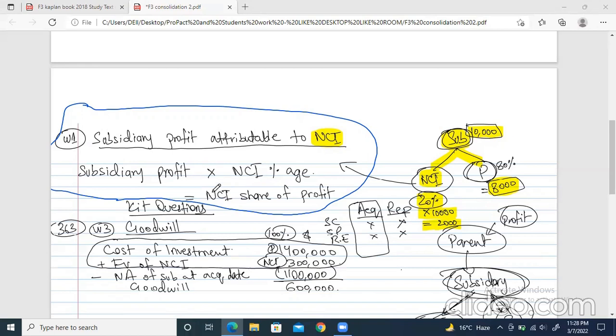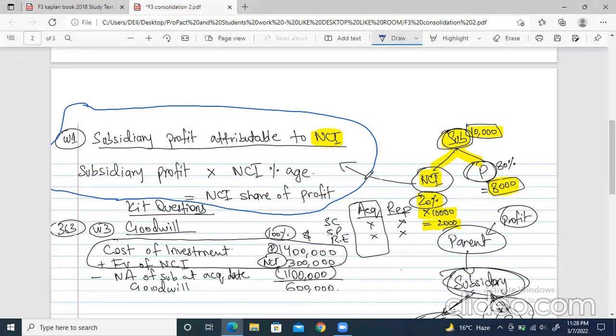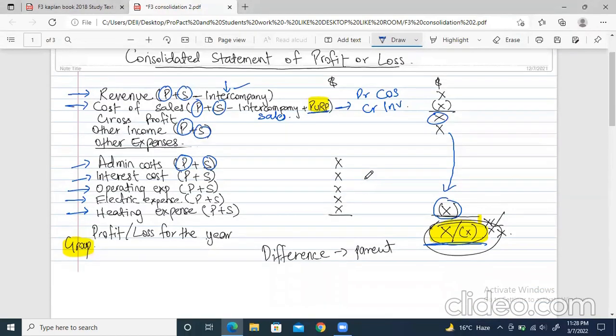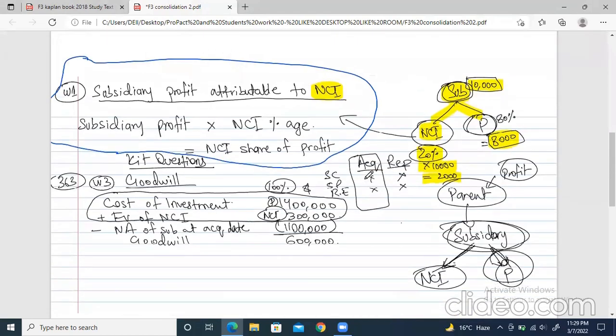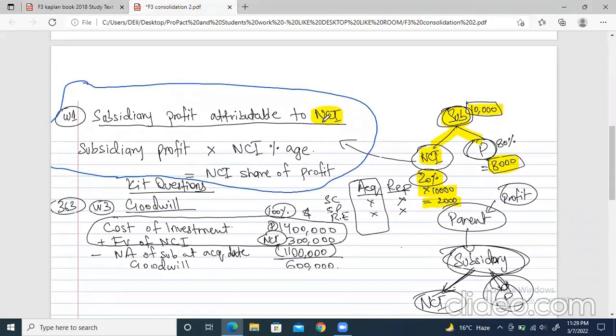Now, as I told you yesterday as well, the subsidiary is owned by two parties, the parent as well as some form of NCI, depending. Let's say if the parent is purchasing 80% of the subsidiary, then the other 20% is called the NCI, the non-controlling interest. Obviously, we cannot ignore the non-controlling interest because they still have a part. I would not say significant, but still 20% is something, right? Something is better than nothing.